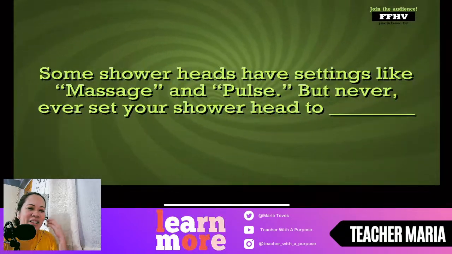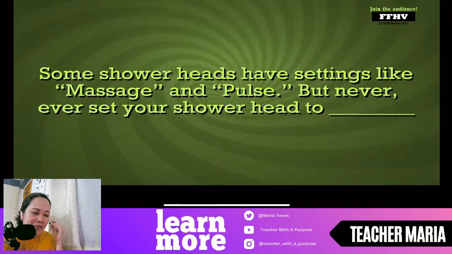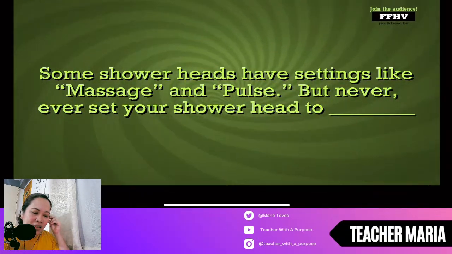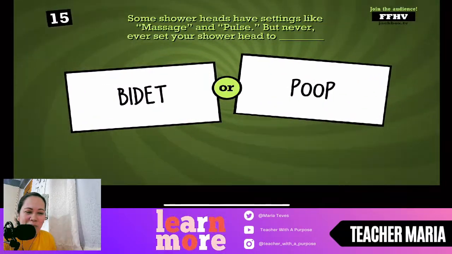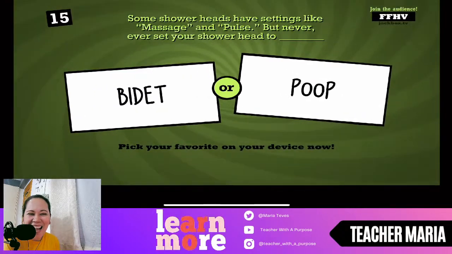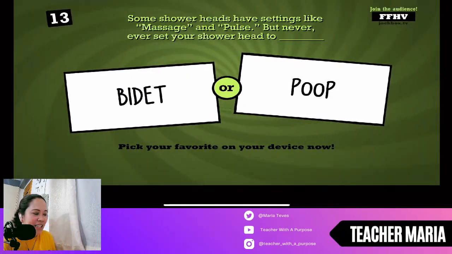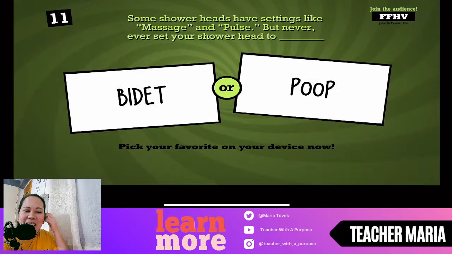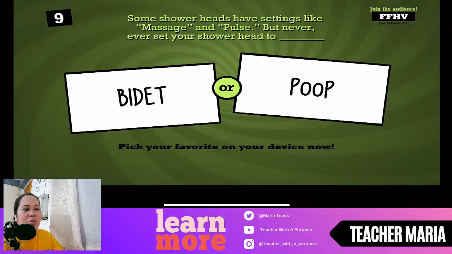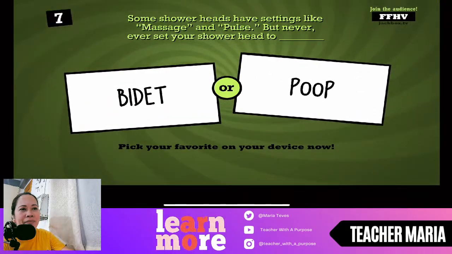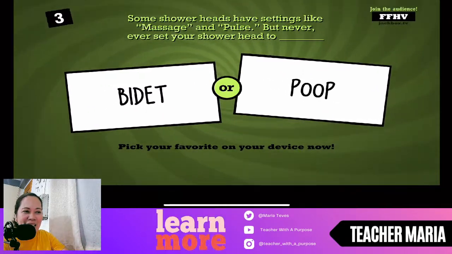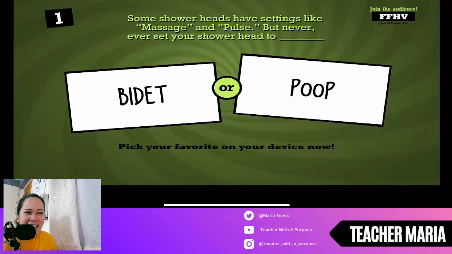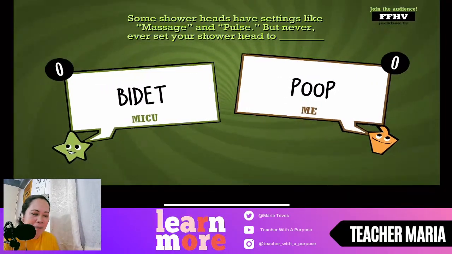Next on the list, some shower heads have settings like massage and pulse, but never ever set your shower head to blank. Is what? That. Poop. Ready, set, vote. Nice one. We are thinking alike. The bidet is for the poop. Sorry, bidet. My bad.